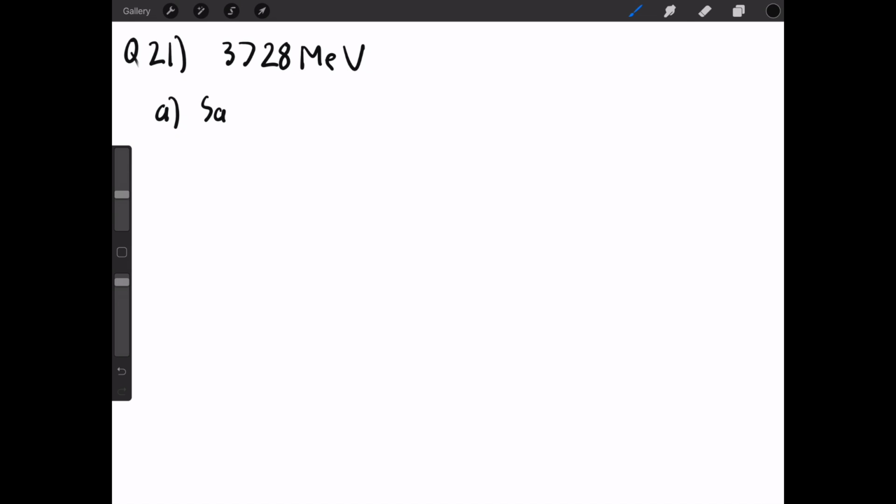So that's easy enough. Same proton number, different neutron number. You'll notice this has come up a lot, so make sure you know this. Very common question.